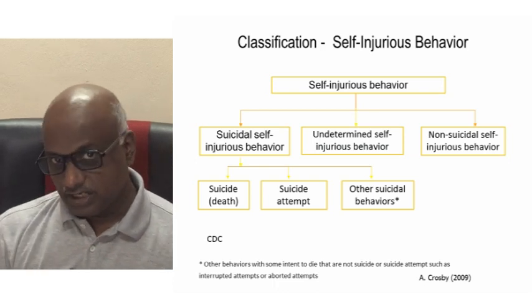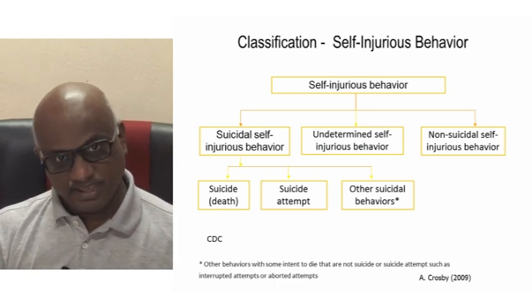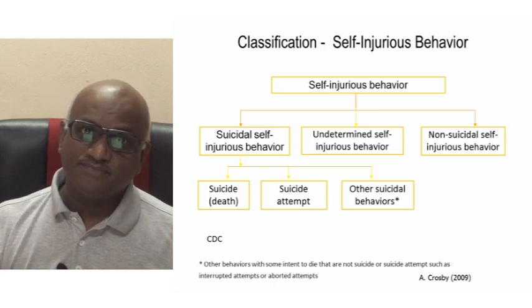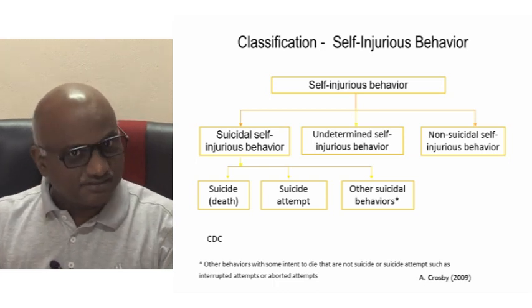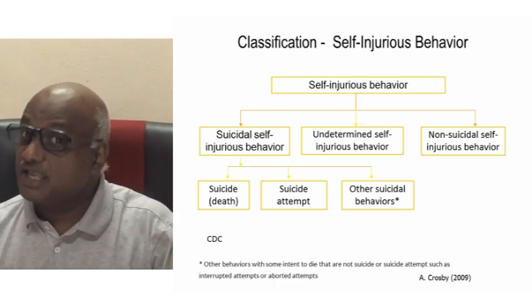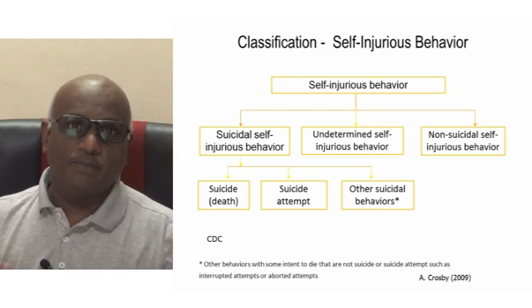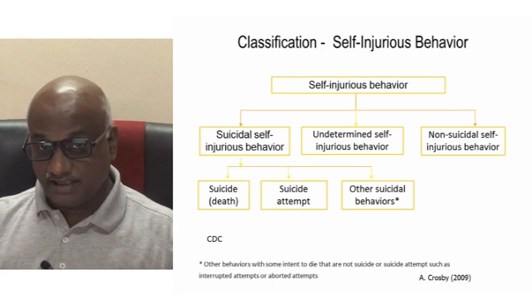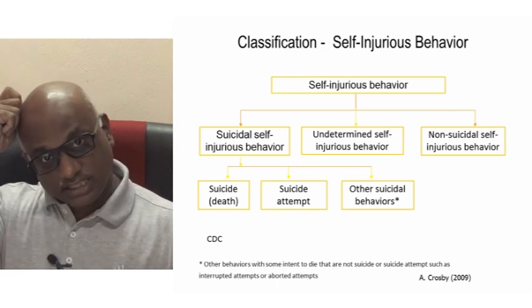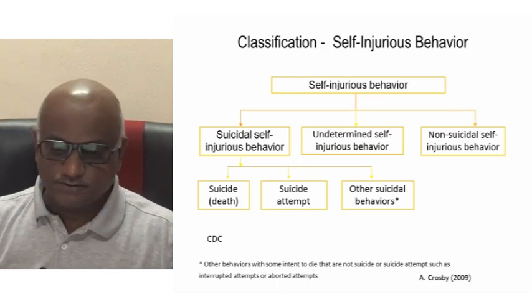What do we mean by non-suicidal self-injurious behavior? It is where people slightly cut themselves, making sure that no major harm is going to come, or take a few tablets of overdose, knowing very well that it's not going to harm them. So that's where the non-injuriousness comes from.